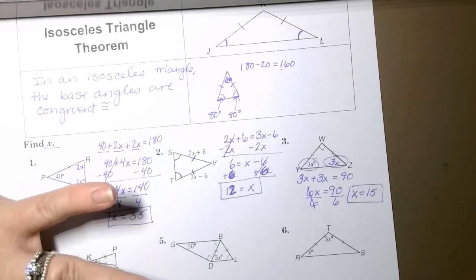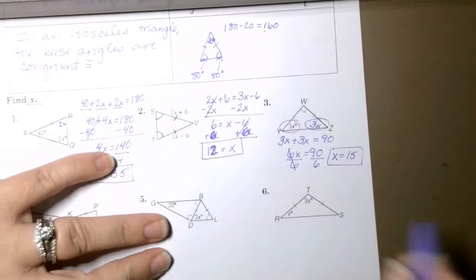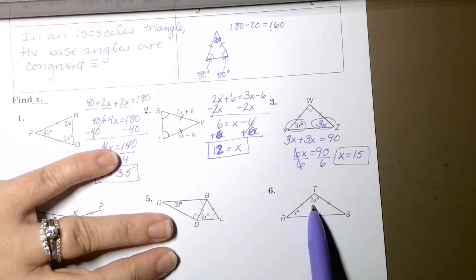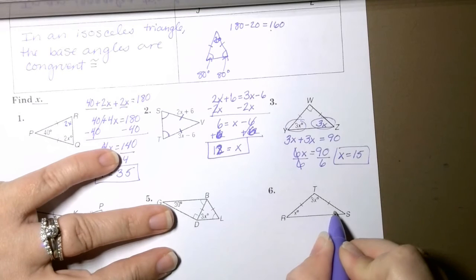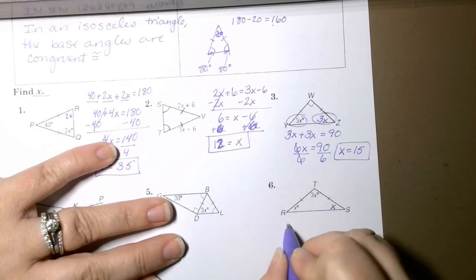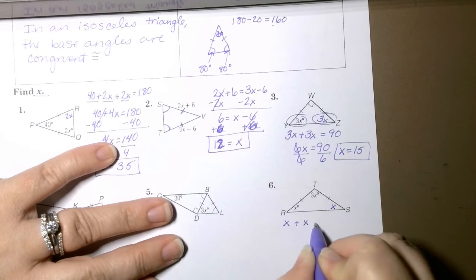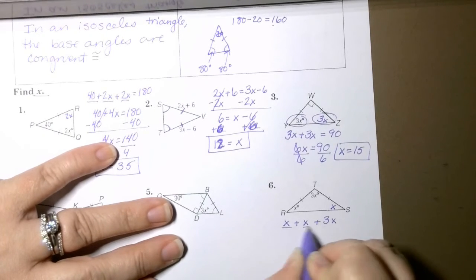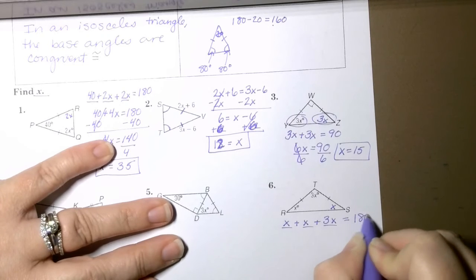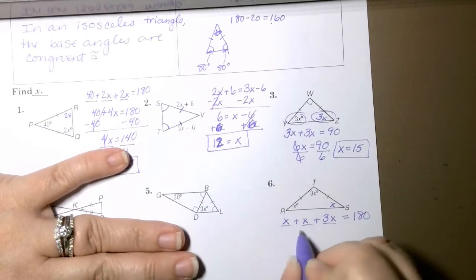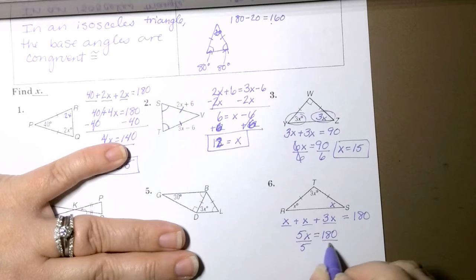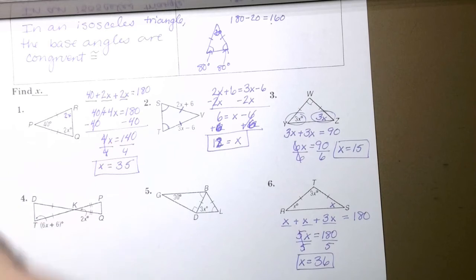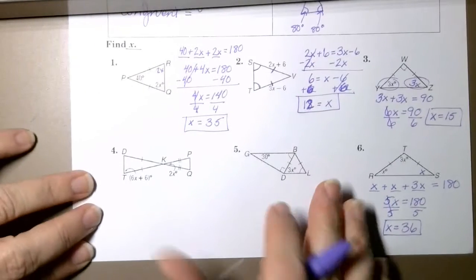Okay? Doing okay? Good. All right, this one. What angle is this? Is that a base angle or is that the vertex? Vertex. So this is a base angle. So what is this base angle? It's also x. So I have x plus 3x, 1, 2, 3 angles, equals 180. So how many x's do I have? 5x equals 180. Divide by 5, and what have I got? Good job.